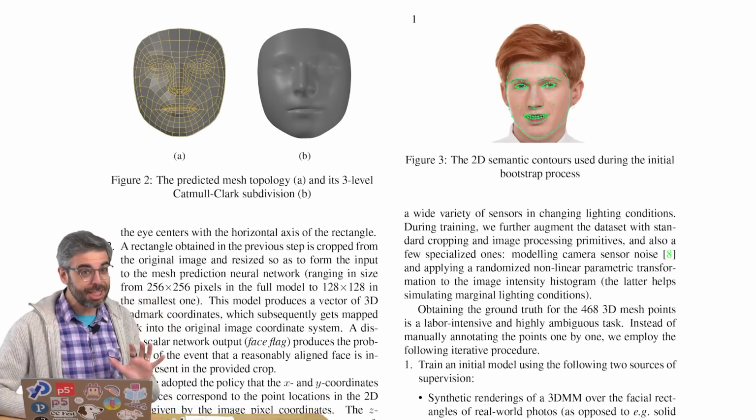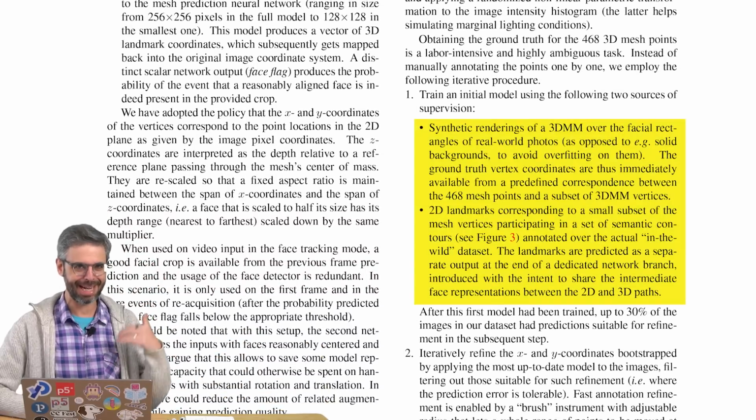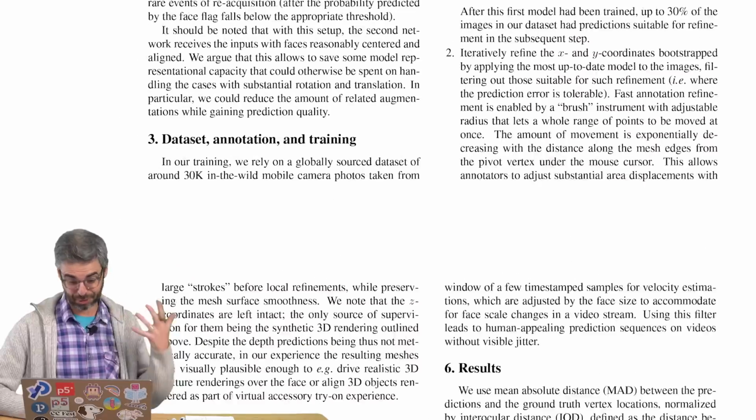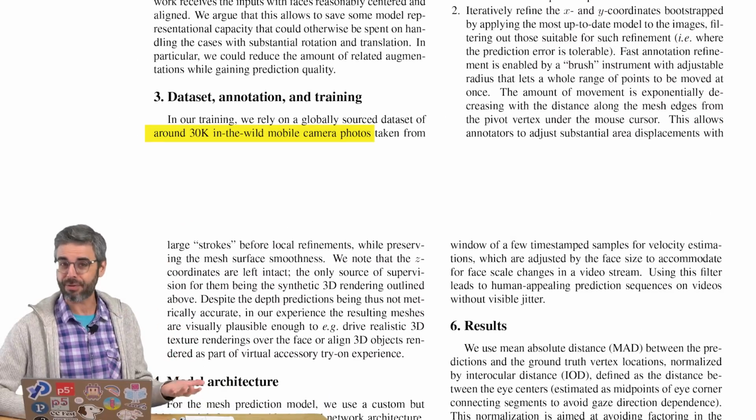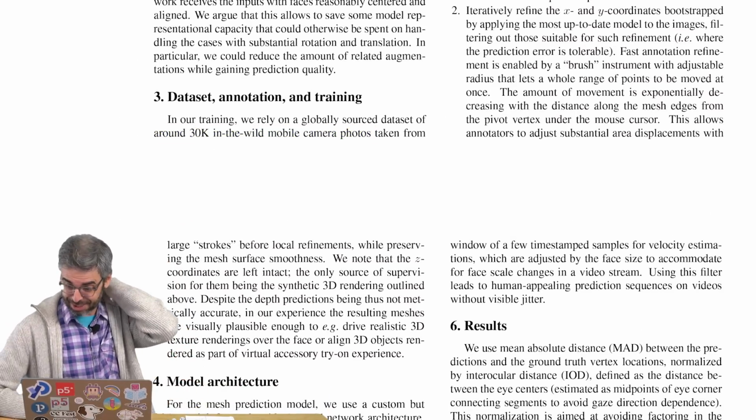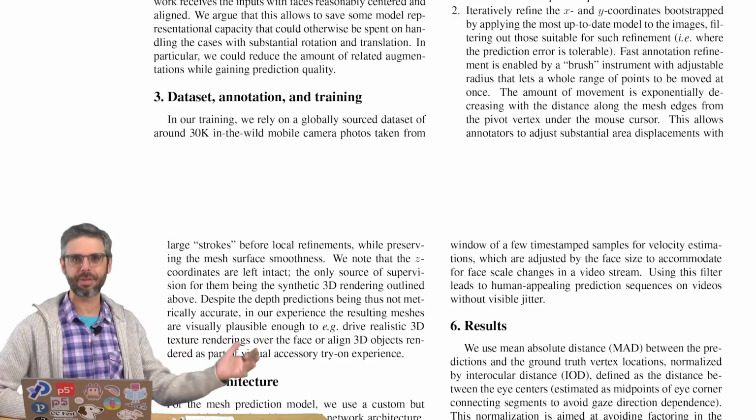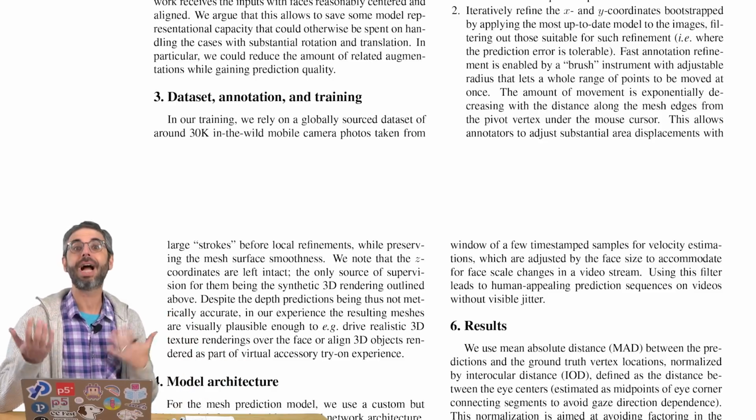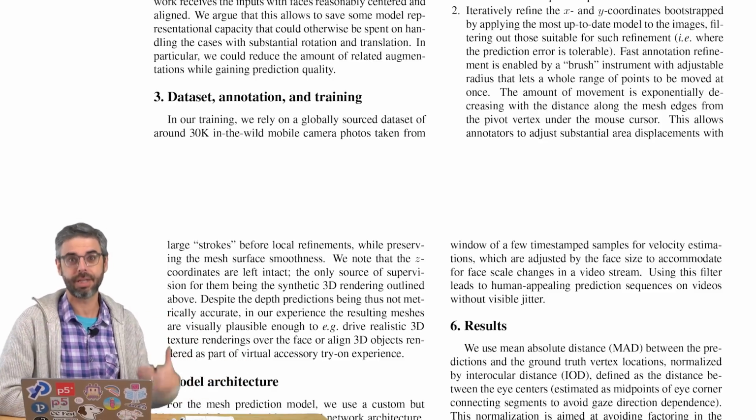While the paper does provide some details around the data set that was used for training, it says it used 30,000 in the wild mobile camera photos. There's unfortunately very little information that I can find about where those photos were sourced from and what kinds of permissions are associated with using those images.